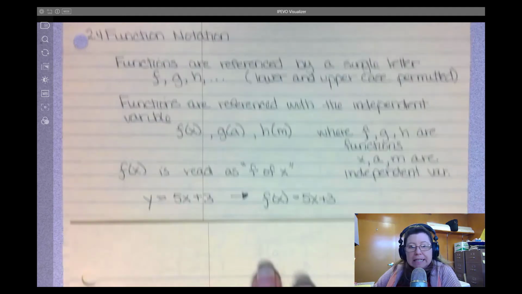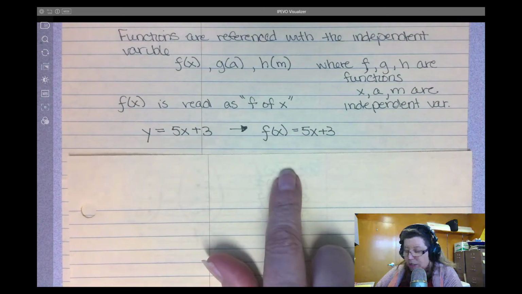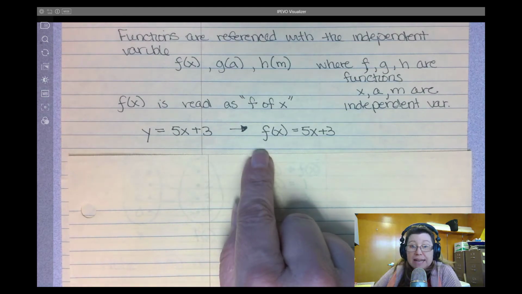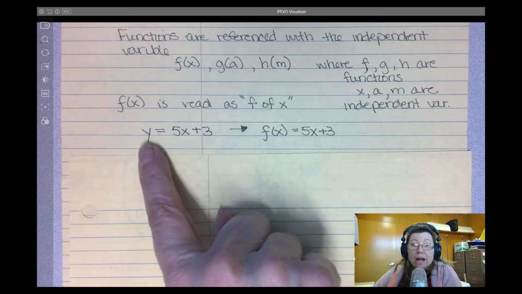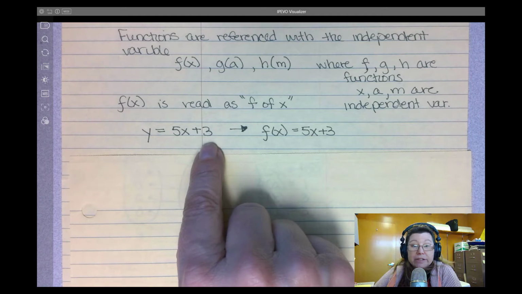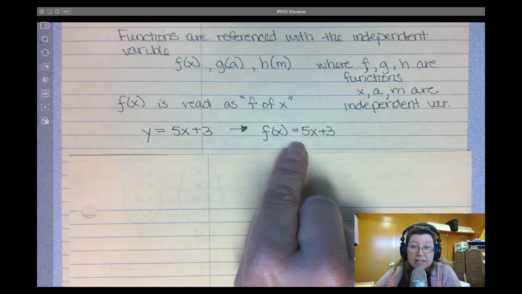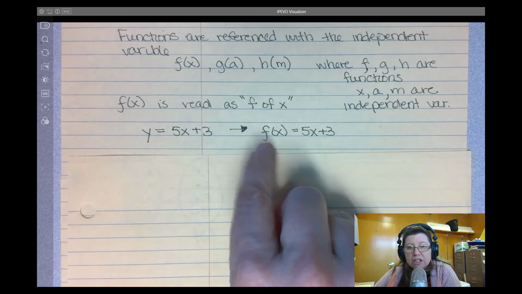Okay, so how do we put an equation into function notation? Well, remember, function notation is the name of the function along with the independent variable. So our normal y equals 5x plus 3 will turn into, instead of y, we're going to write the function of x equals 5x plus 3. We just exchange a y for the function at x.